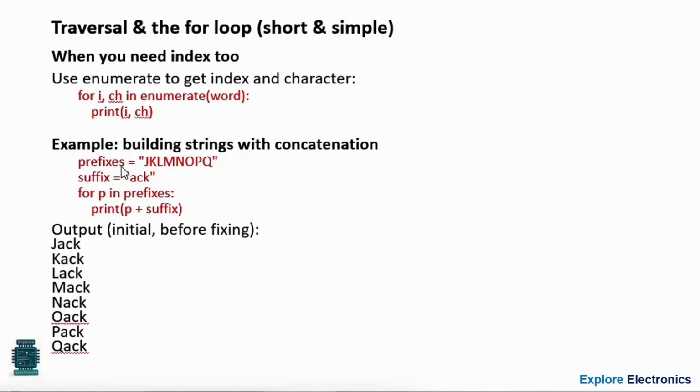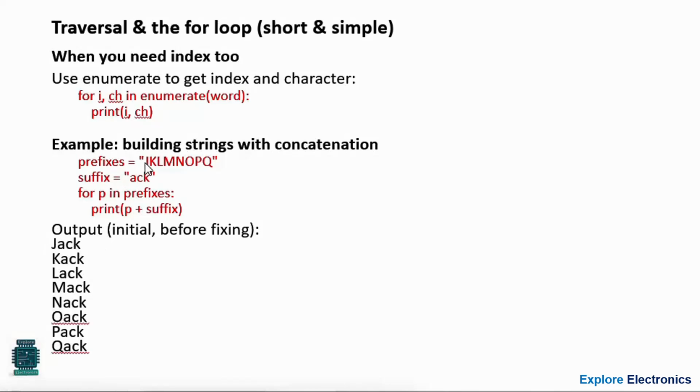Here I have taken prefixes equal to JKLMNOPQ. This is prefixes. And suffixes I have taken ACK. For P in prefixes, print P plus suffix. I have taken a for loop, that's why for P in prefixes means it will go through each item in the prefixes and print it along with the suffix, that is ACK. Let us see the output here.